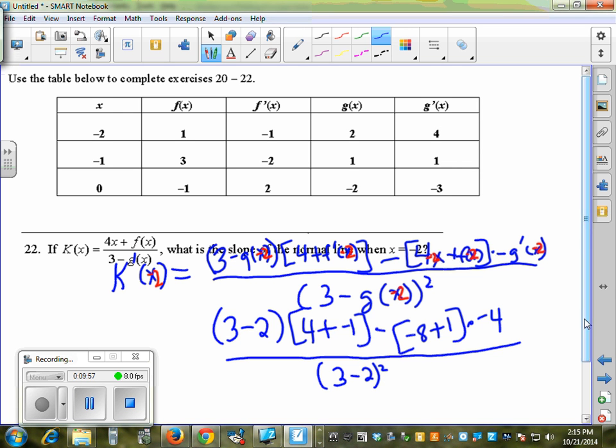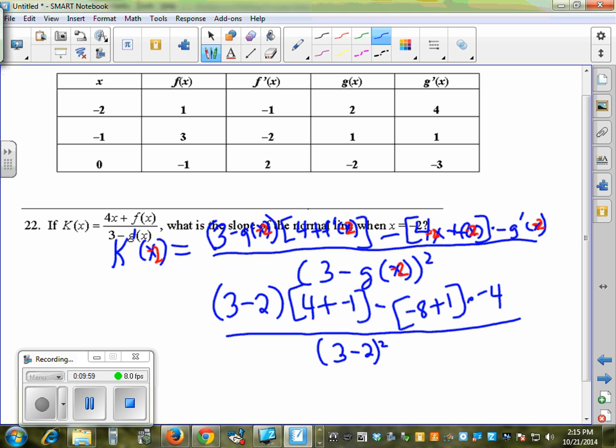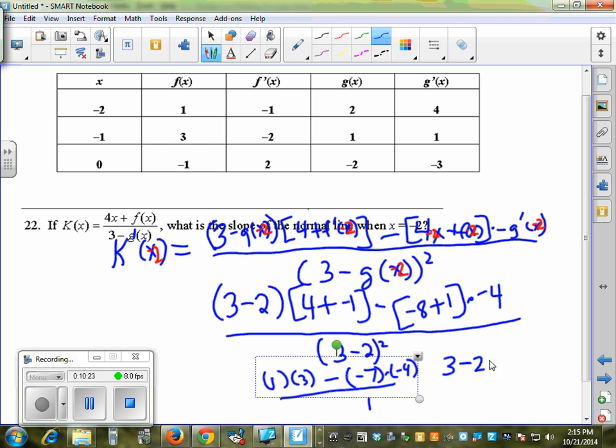So that's going to be 3 minus 2, 1, times 3 minus negative 7 times negative 4 all over 1. That will be 3 minus 28 over 1. That's negative 25 would be our answer.